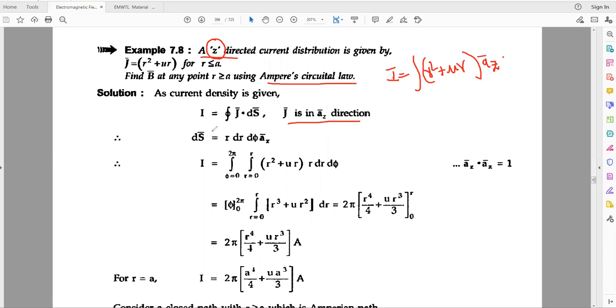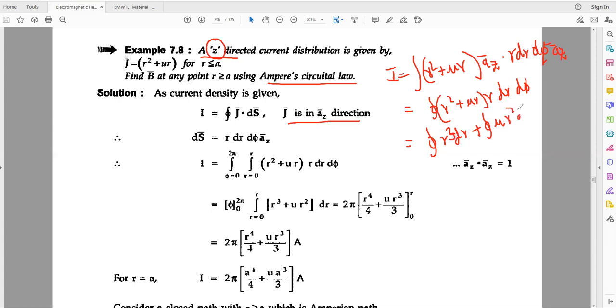The direction is AZ bar, and the differential surface area is also in the Z direction, R dR d phi AZ bar. So AZ bar dot AZ bar is 1. The integral of R square plus mu R times R dR d phi is an R integral and a phi integral. Multiply this: the integral of R square dR plus the integral of mu R cube, which is mu R square dR.